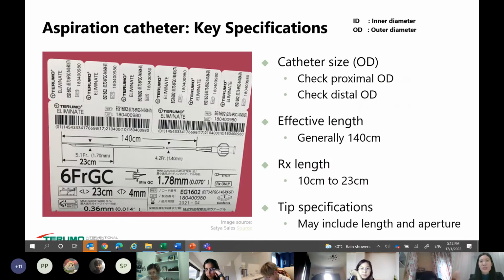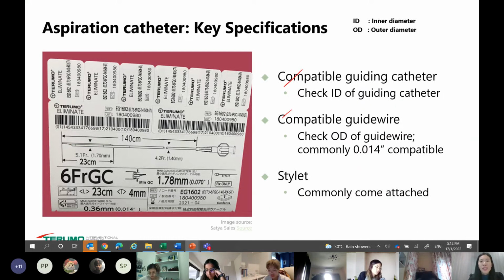So key specifications, I won't elaborate. Catheter size, check compatibility, effective length longer than a guiding catheter, about 140 cm. Rapid exchange, it really depends on your wire length, where your wire is. Tip specifications usually differ a bit between companies. How deep is the scoop? Compatibility, of course, check. Stylet is used because the device is generally quite soft. So the stylet is included within the device so that it can support the device to push through the blood clot.